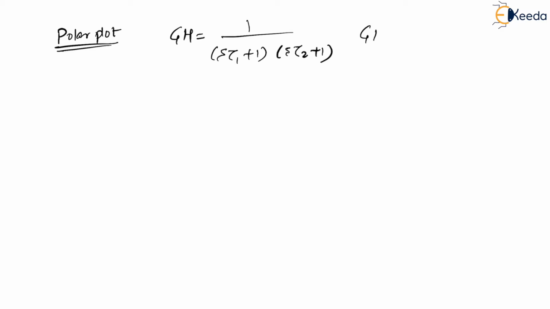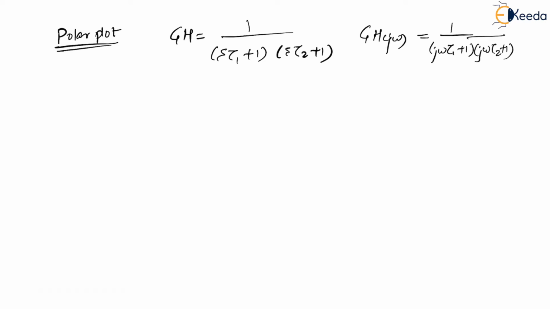How to draw the polar plot? We had the 4-step method, right? What was that method? Step 1 was to find m0 and m infinity and all, right? But then what you have is GH, which is equal to 1 upon s tau 1 plus 1 into s tau 2 plus 1, right? So you are interested in GH of j omega, which becomes 1 upon j omega tau 1 plus 1 into j omega tau 2 plus 1.